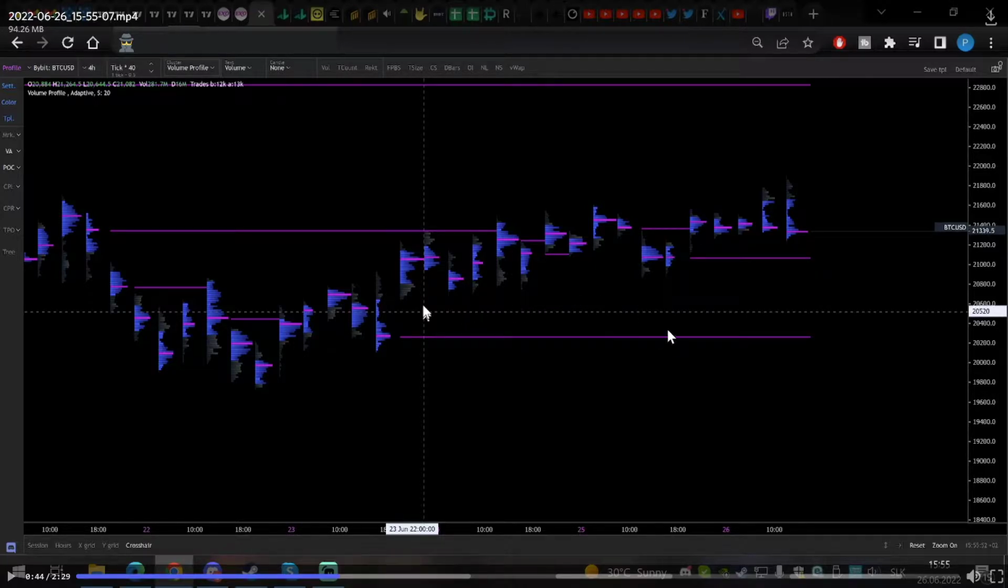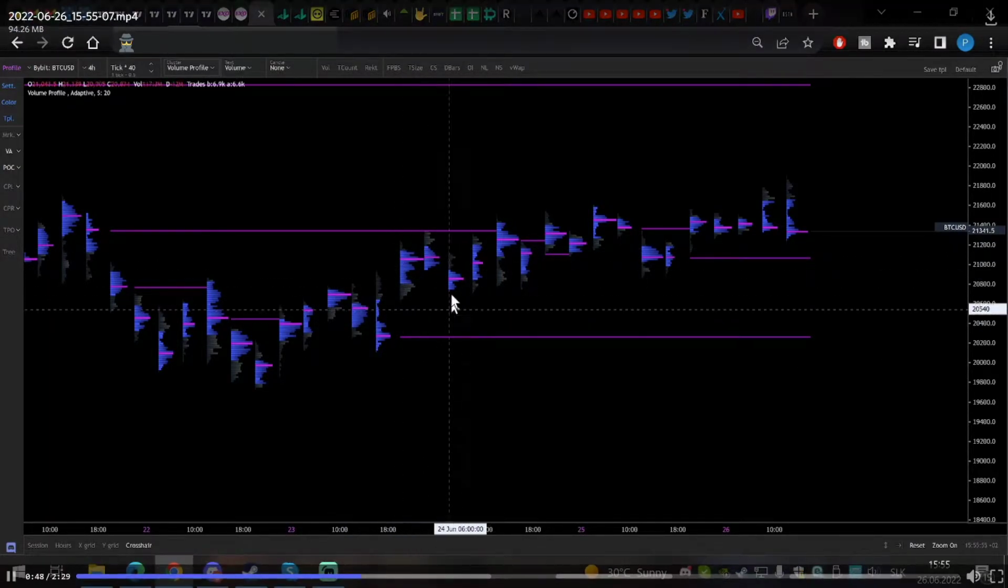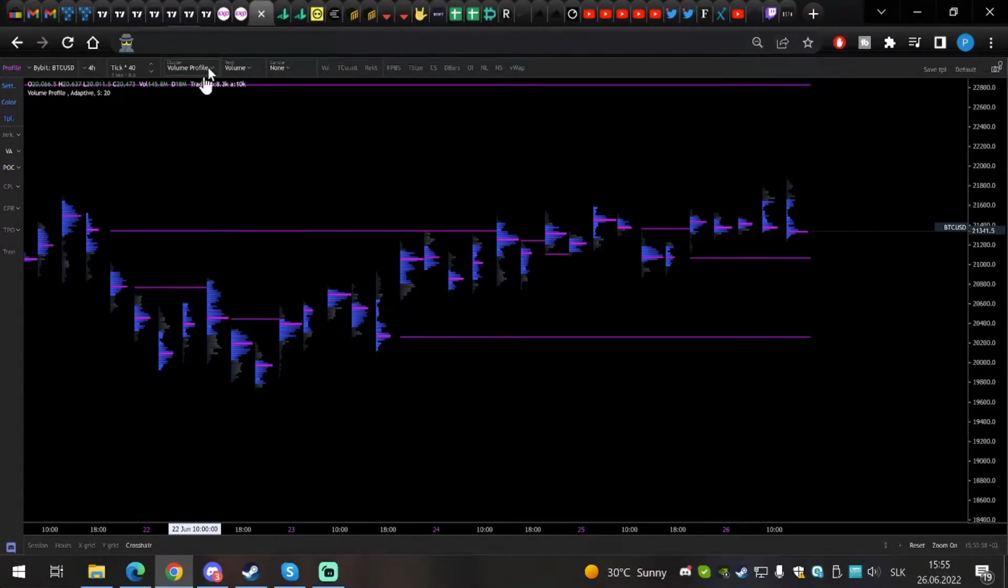So you see, and we had a trade of this area as well today. This area, 20,650 to 20,450, is another area to be aware of if we continue to move to the downside.